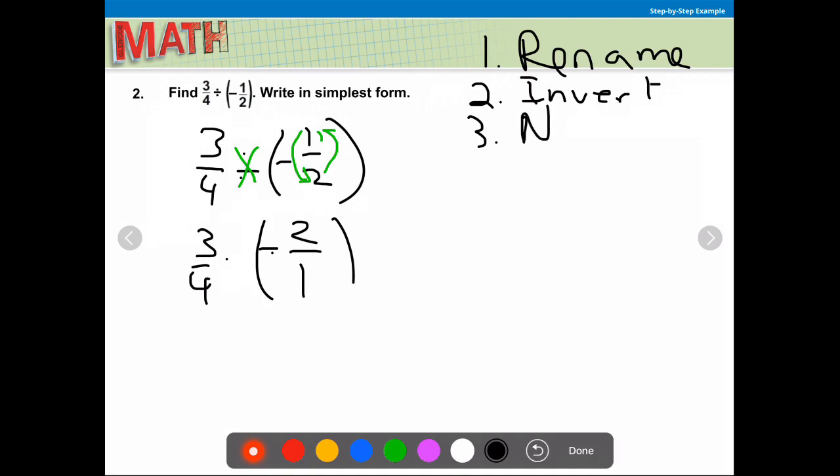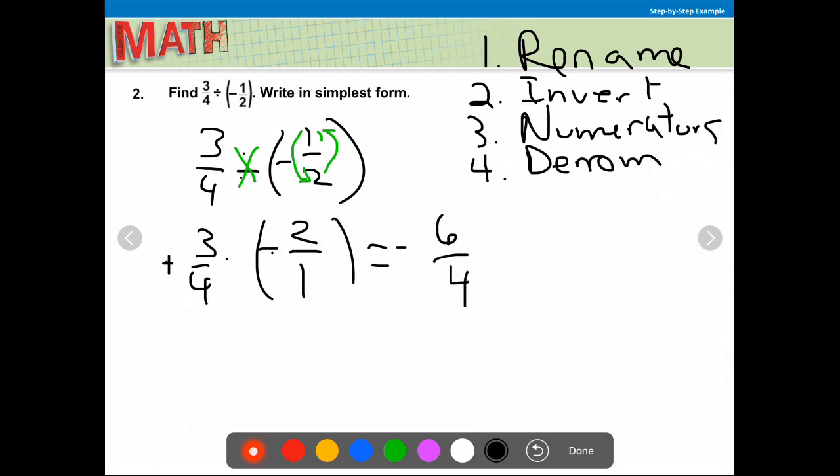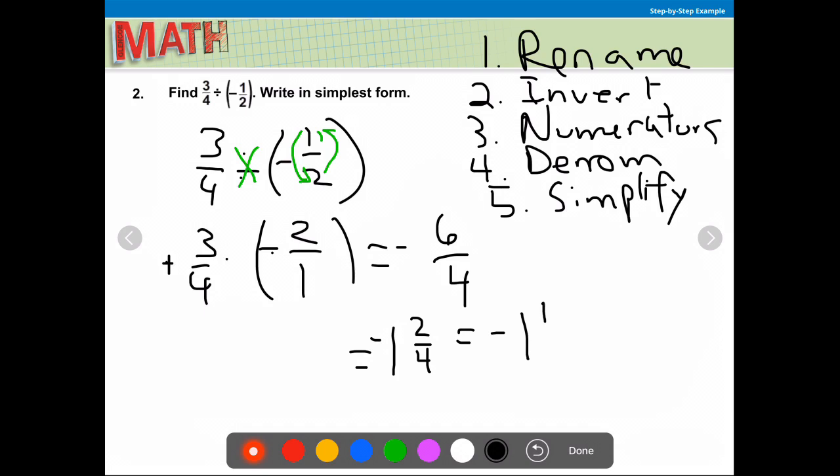Step 3, multiply the numerators, and 3 times 2 is 6. We also know a positive number times a negative number is going to give us a negative number. Step 4, multiply the denominators. 4 times 1 is 4. And step 5 is simplify. All right, and that comes out to -6/4, which is -1.5. So our answer is -1.5.